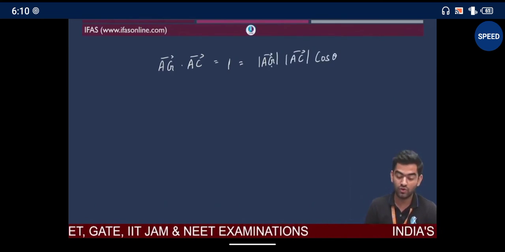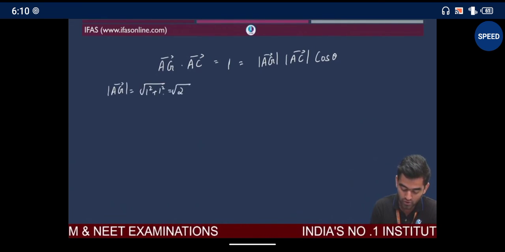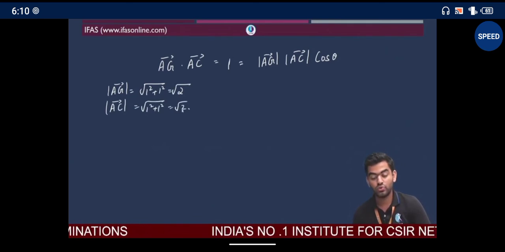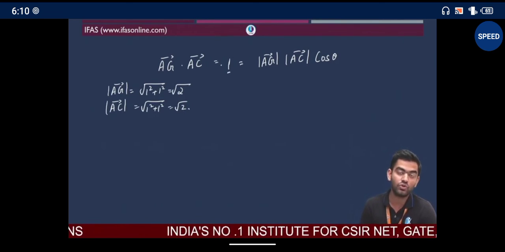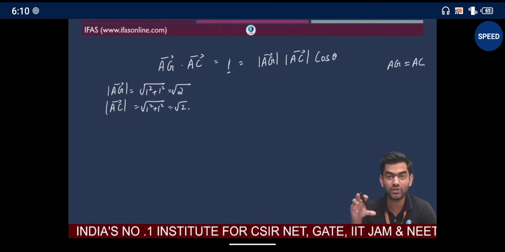Now I have to calculate the magnitude of these two. Magnitude of AG vector is 1 square plus 1 square, which is equal to 2 under root, so root 2, and similarly it goes for the AC vector as well, which is again 1 square plus 1 square, equal to root 2. Now how I have taken 1, I have told you. Let me show it like this: the AG vector is nothing else but equal to the AC vector, but in magnitude these two things are equal.